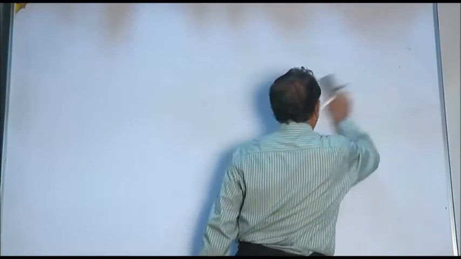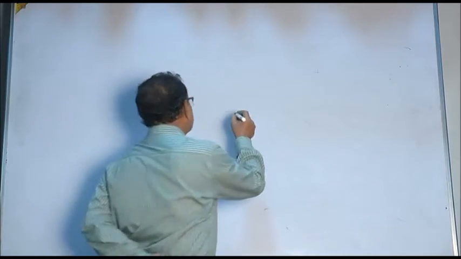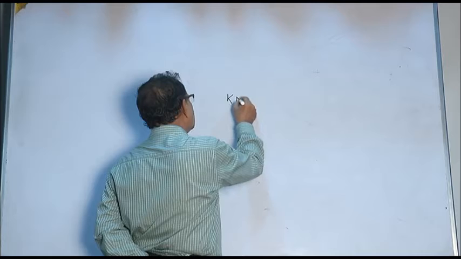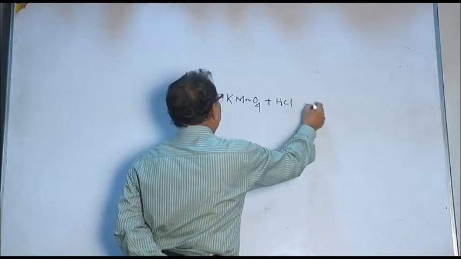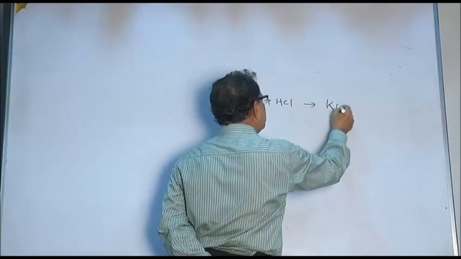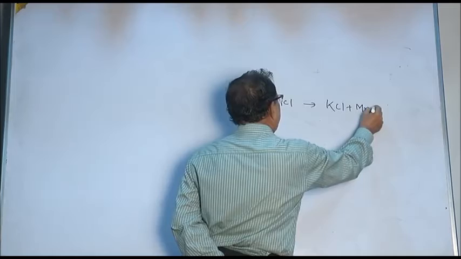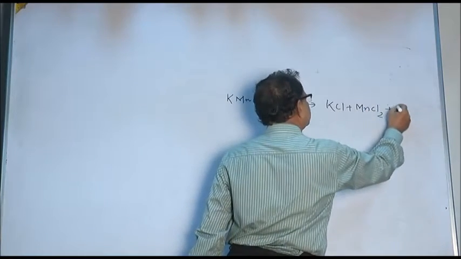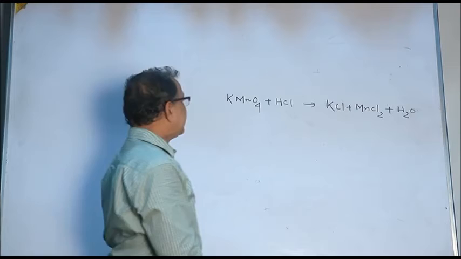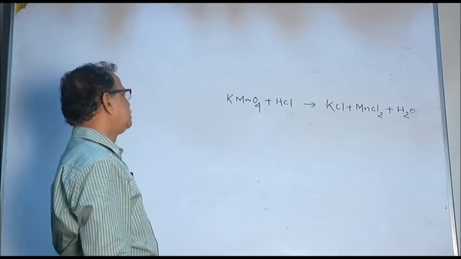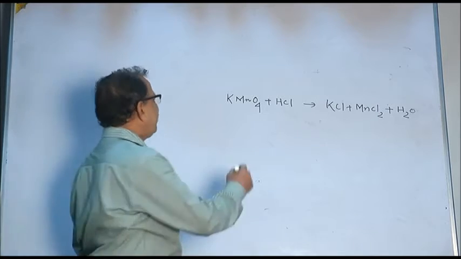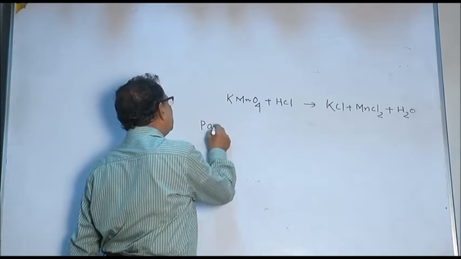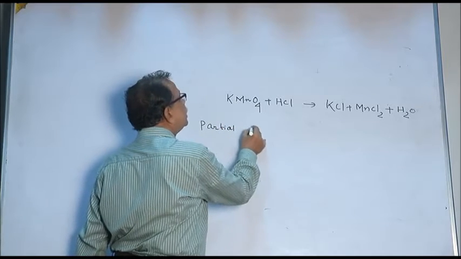But the partial equation method is for difficult ones, where we cannot easily use the hit and trial method. Suppose KMnO4 plus HCl forms KCl, manganese chloride plus water. This equation will be difficult by the hit and trial method, but very simple by the partial equation method. It is called the partial equation method.